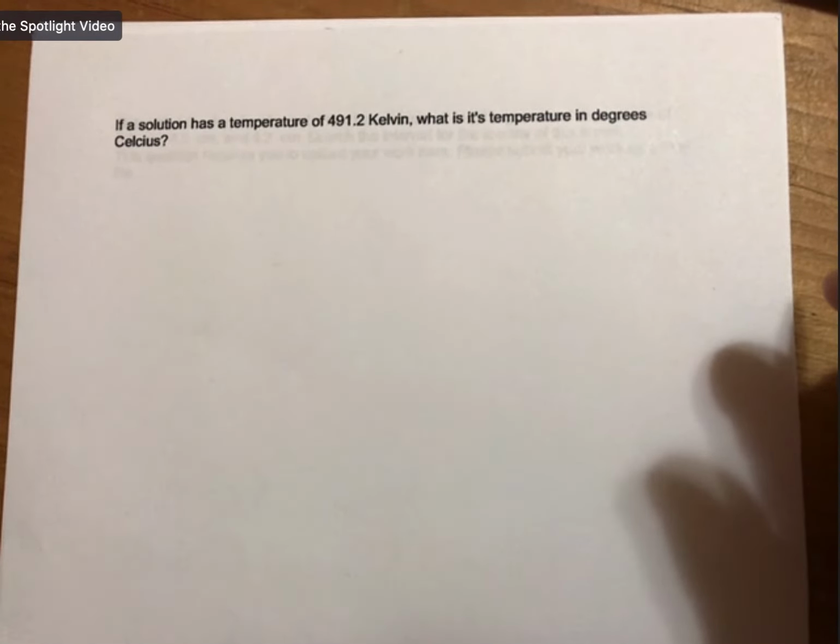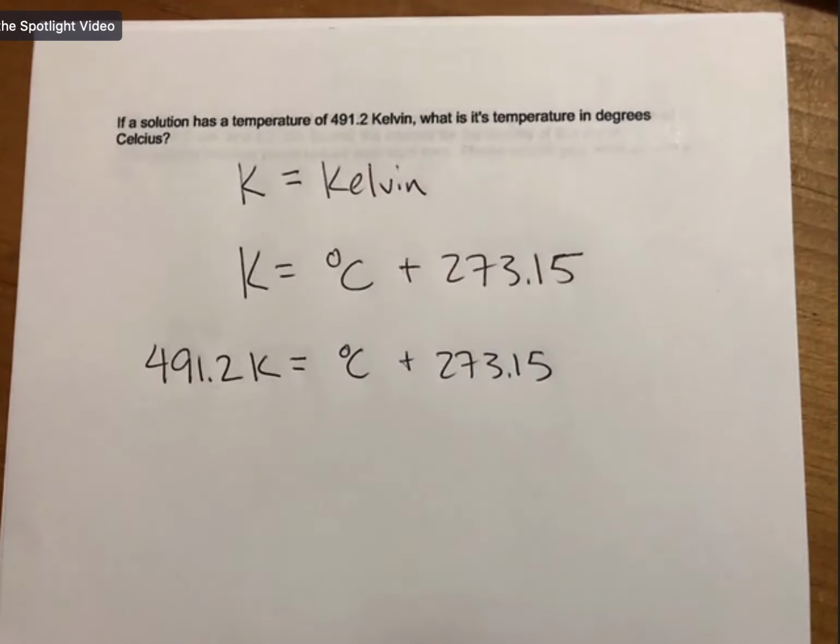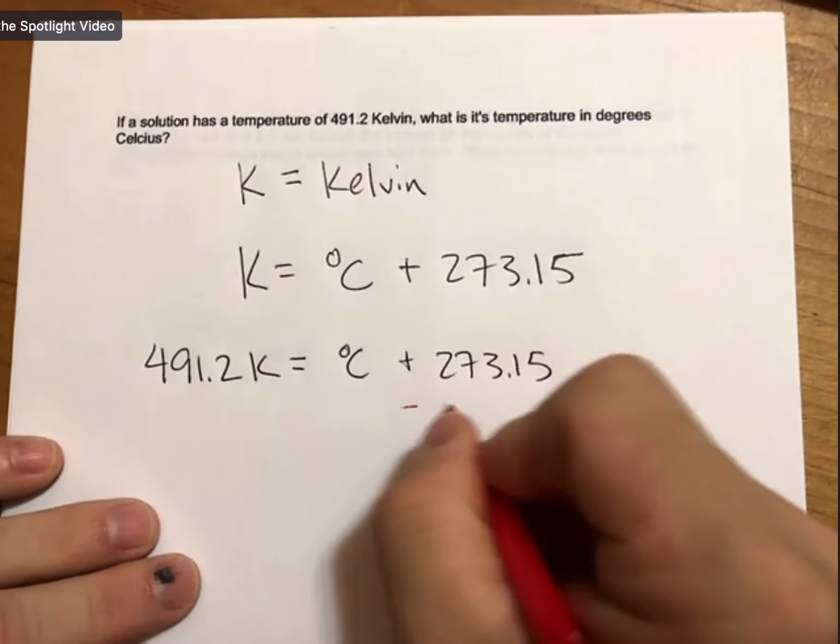And so if we're going to convert a number from Kelvin to degrees Celsius, we'll plug into this equation. Plugging into this equation, I'm going to put 491.2 Kelvin as my Kelvin value. I don't know my degrees Celsius. And then I can solve for my degrees Celsius by subtracting 273.15 from both sides.